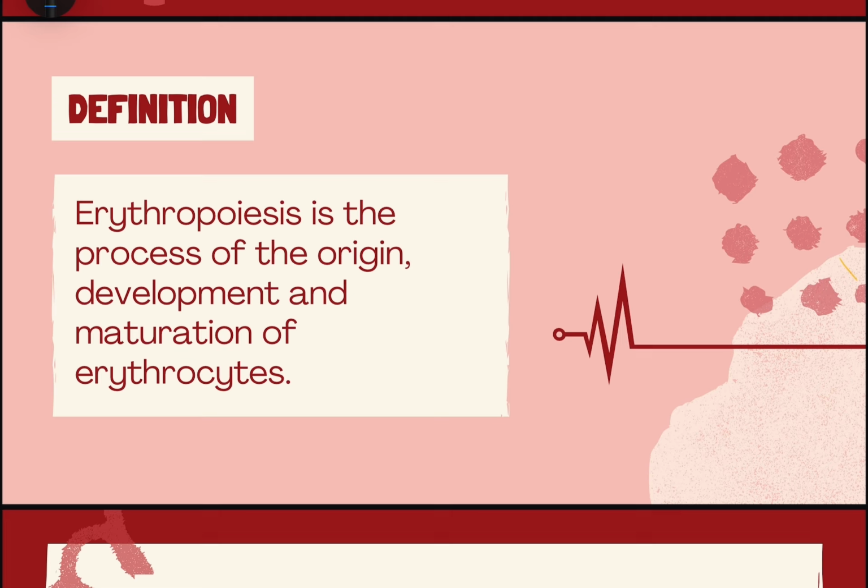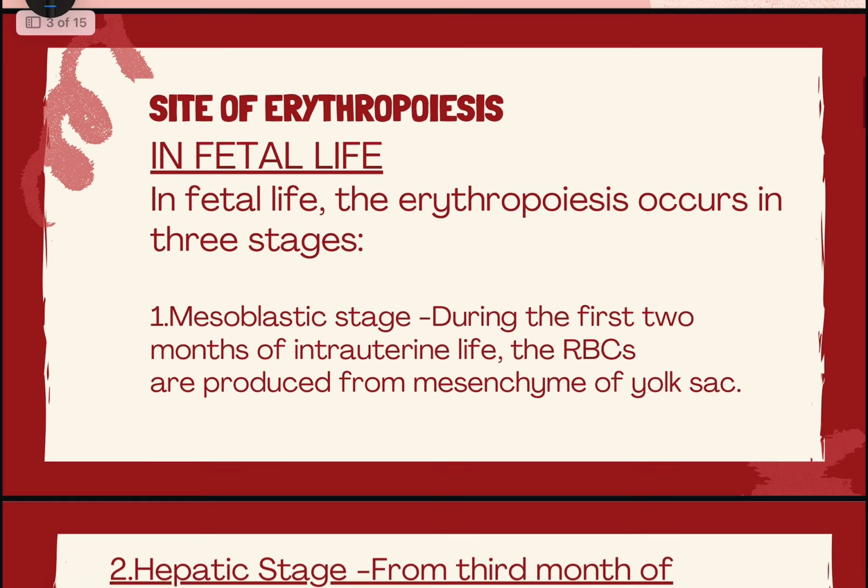As we all know, RBCs are also known as erythrocytes. So from the name itself, erythropoiesis comes from the word erythrocytes, thus it means the process of the origin, development and maturation of the erythrocytes, or the physiological process of the origin, growth and proliferation of the RBCs. Next, the most important thing: where are they present, or from where are they formed in our body?